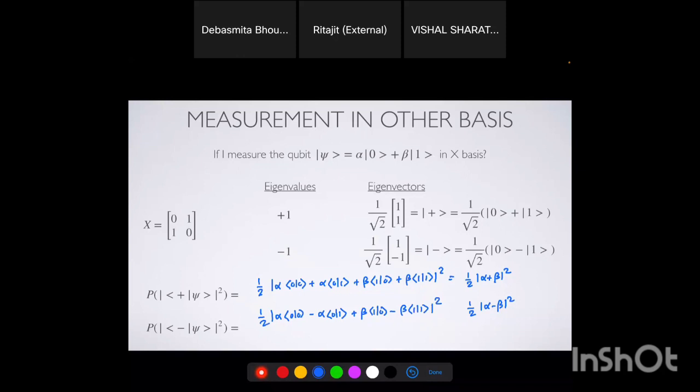We measured this particular state in the z basis, and we had the probability of getting 0 as mod alpha square and getting 1 as mod beta square. Whereas if we measure it in x basis, we have this particular probability. So which basis you measure in dictates the probability and the measurement outcome. So here the measurement outcome is also different. You get the state plus with this probability, state minus with this probability.